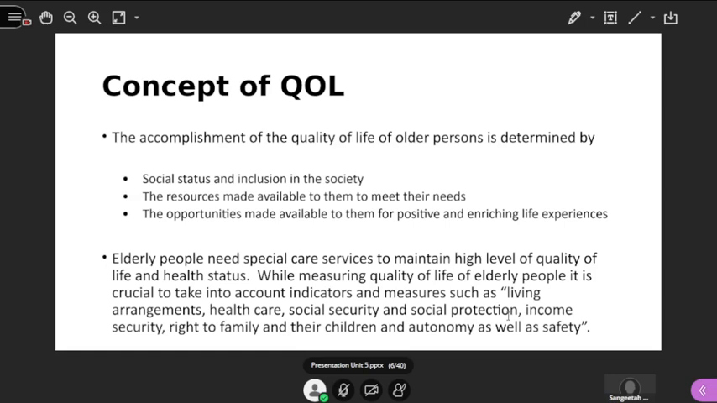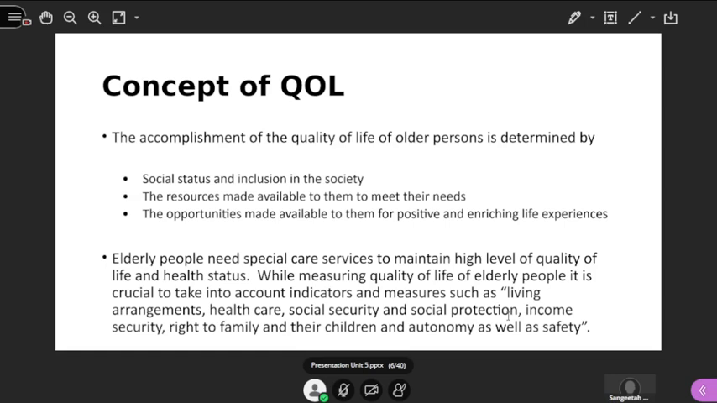The opportunities made available to them for positive and enriching life experiences. Elderly people need special care services to maintain a high level of quality of life and health status. While measuring quality of life of elderly people, it is crucial to take into account indicators and measures such as living arrangement, healthcare, social security and social protection, income security, right to family and the children, and autonomy as well as safety.